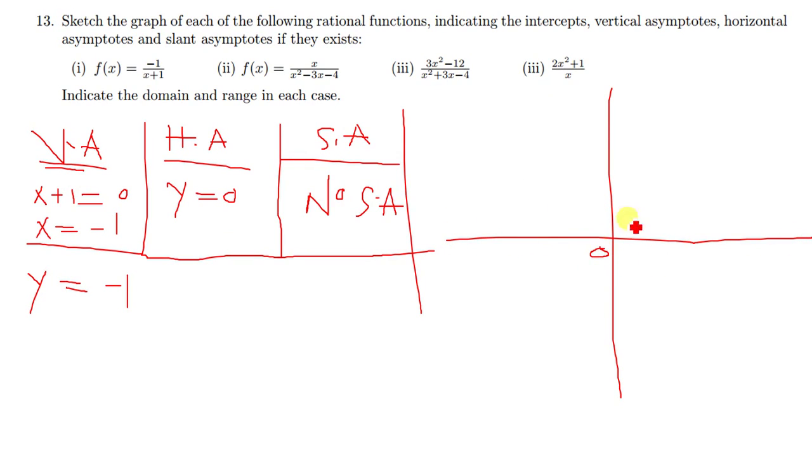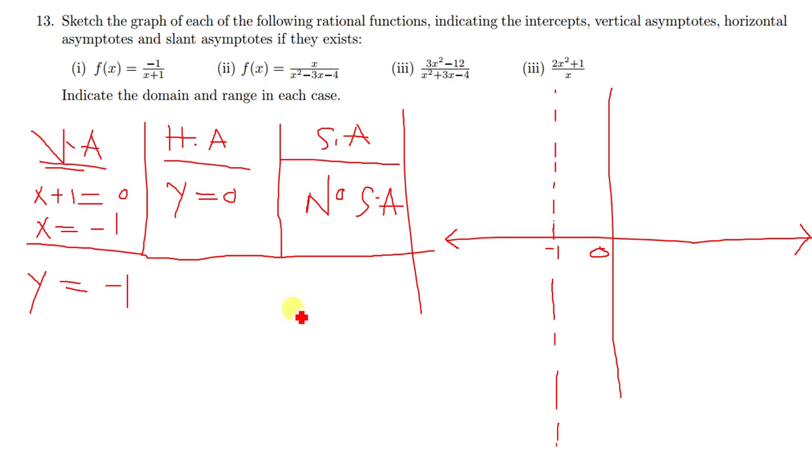How do we sketch now? We first start by writing the asymptotes. So we draw the vertical asymptote, which is at -1. So that is the vertical asymptote. Let us also draw the horizontal asymptote, y is equal to 0, which is just this same line.